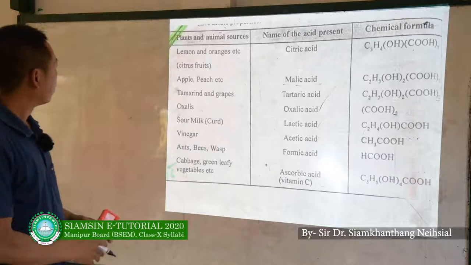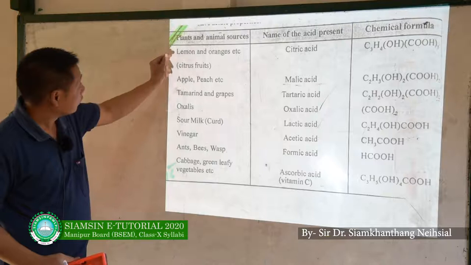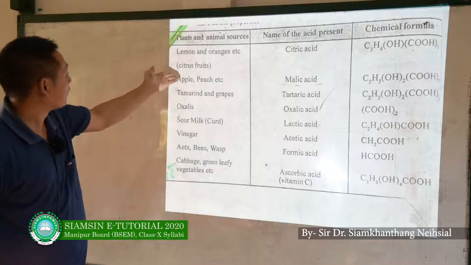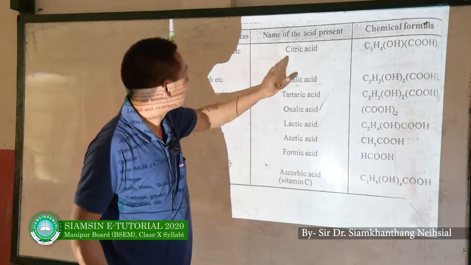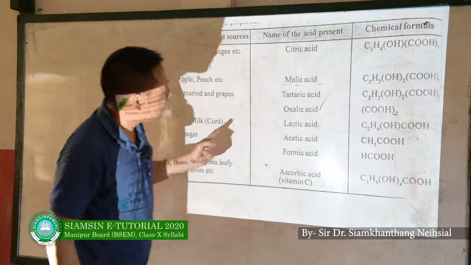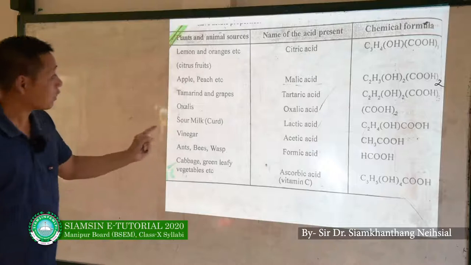Now, in the textbook, the names of the acids present in animal or plant sources. Lemon and orange are called citrus fruits. The acid is citric acid, with its chemical formula. Apple and peach contain malic acid. Tamarind or grape contain tartaric acid.